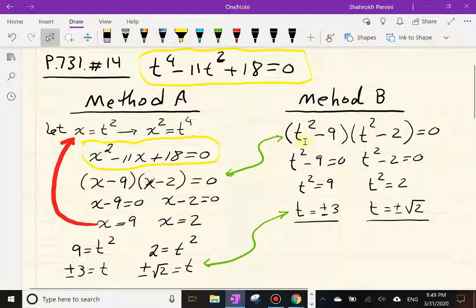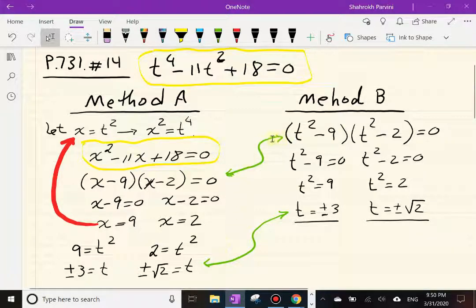If you FOIL this, t squared times t squared gives you t fourth. Negative 2t squared and negative 9t squared combine to negative 11t squared. And negative 9 times negative 2 gives you positive 18. So that is the factored form. Then you set each factor equal to 0. Here, add 9 to both sides. The other one, add 2 to both sides. Take the square root of both sides, and we get plus or minus 3 on one side and plus or minus root 2 on the other. And notice we get exactly the same solution as the other method.